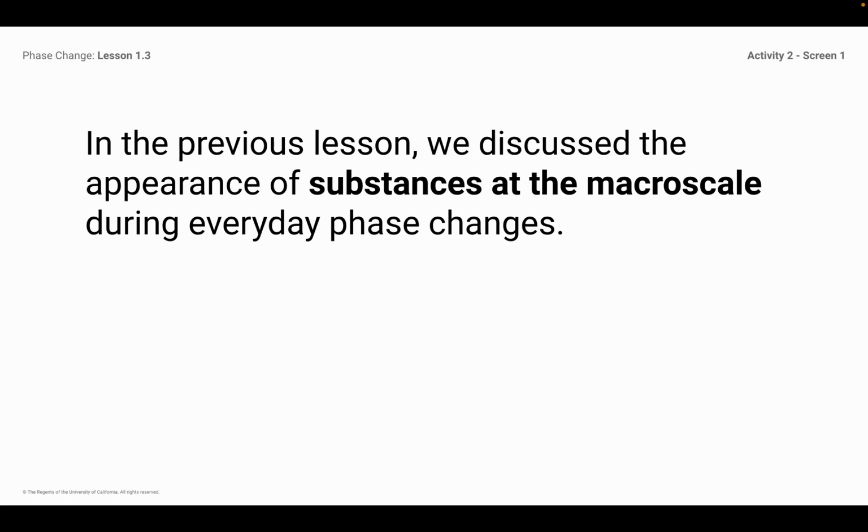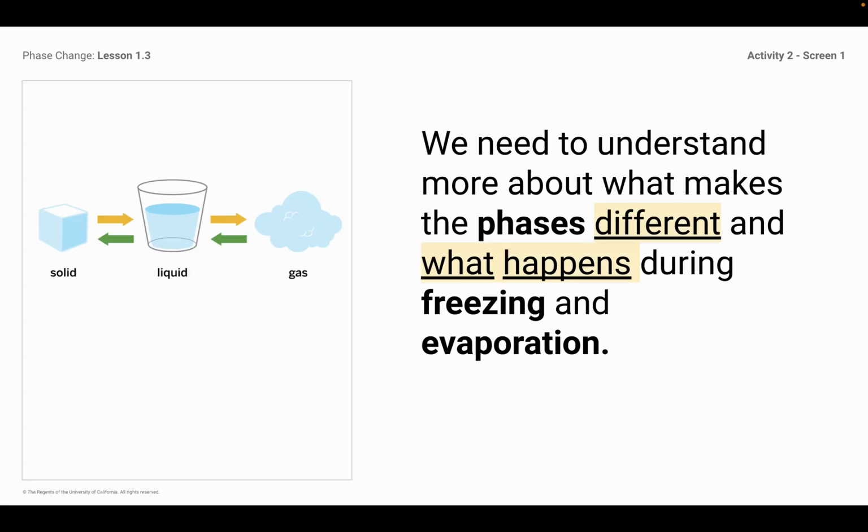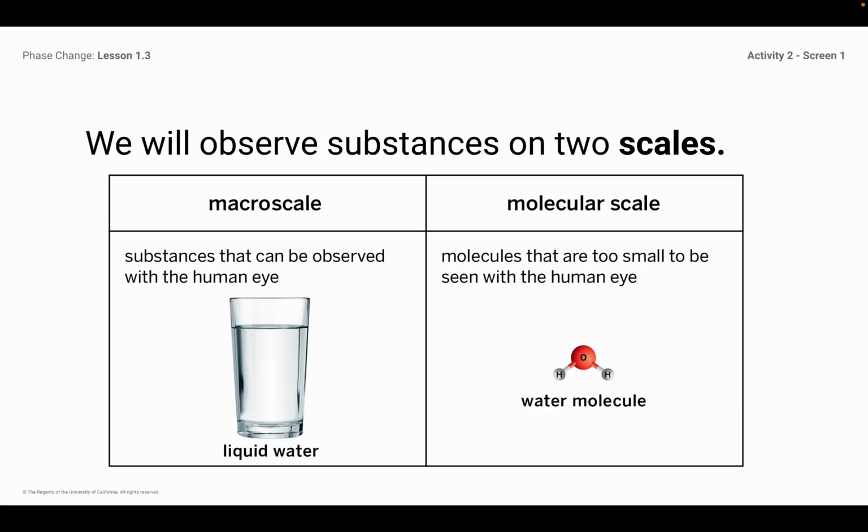Okay, solids hold their shape and they do not take the shape of their container. Liquids flow and can take the shape of their container, and gases don't have a visible shape and they can fill their container. But just having knowledge about the difference between the phases is not enough for us to solve the mystery of the methane lake on Titan. We need to understand more about what makes the phases different and what actually happens during freezing and evaporation. What's going on at the molecular stage.